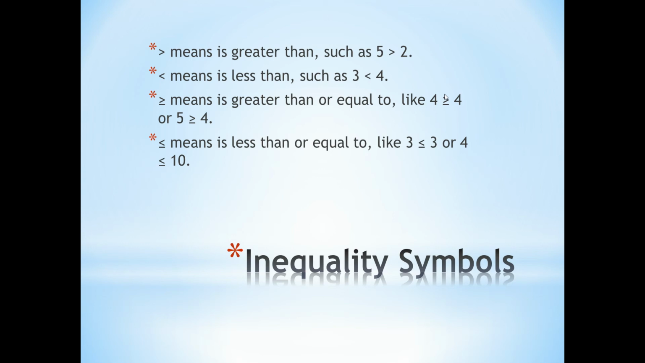Now the first symbol, greater than, if you add a little line under it, it means that this symbol is greater than or equal to. Like 4 is greater than or equal to 4 because 4 is the same as 4, or 5 is greater than or equal to 4 because 5 is bigger than 4. Flip it the other way, it means less than or equal to, so it's like 3 is less than or equal to 3 because 3 is equal to 3, or 4 is less than or equal to 10.